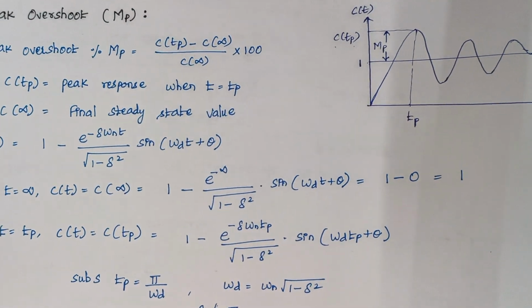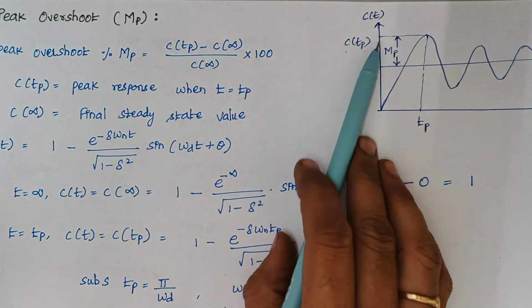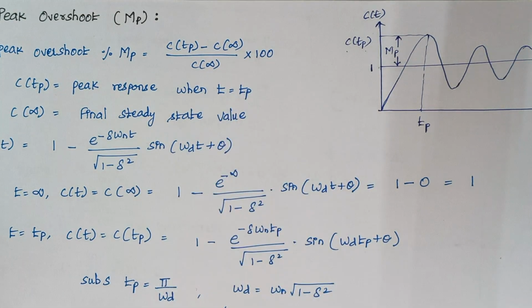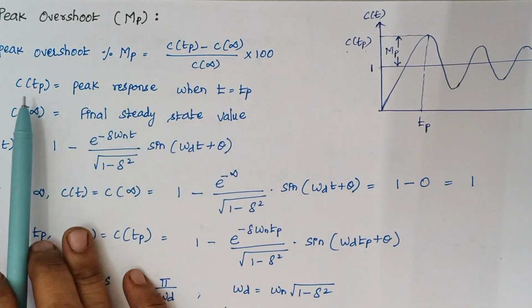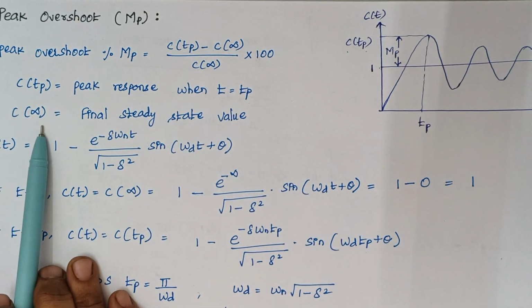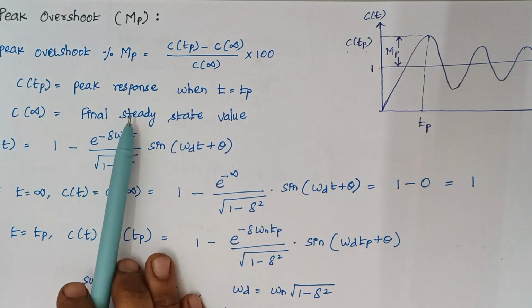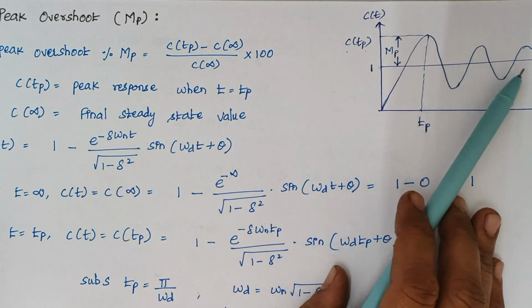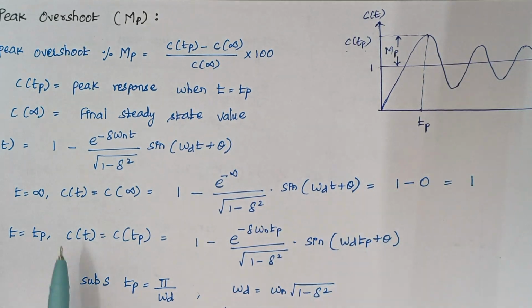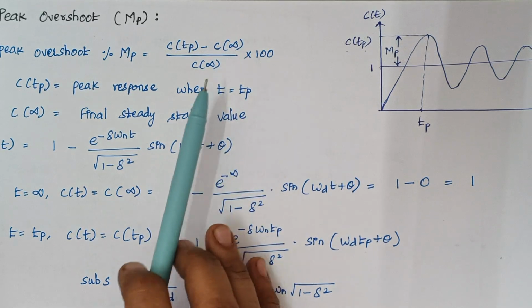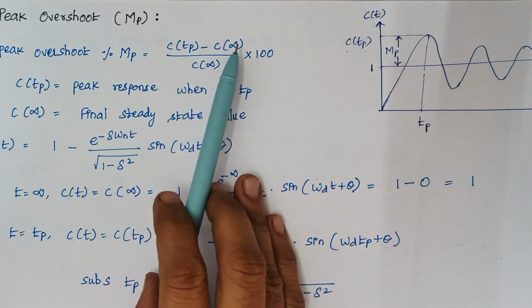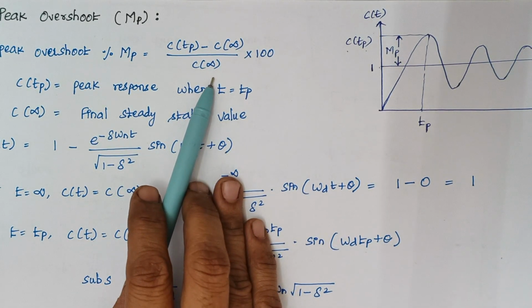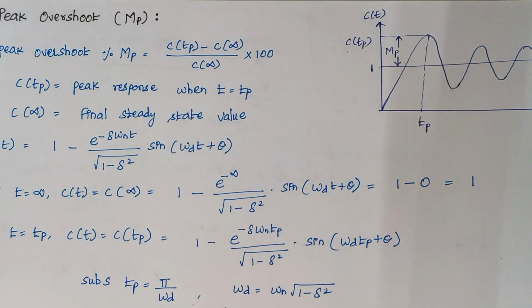So this is our formula. It is nothing but C of Tp minus 1 divided by 1. That's it. From the graph we can say like this. So here they explain what is meant by C of Tp and C of infinity. As I said, C of infinity is nothing but the final steady state value. That is, the value where your signal will finally settle down. So we have to find out the values of C of Tp and C of infinity and substitute in this formula. When you substitute, you will get the final expression for peak overshoot.